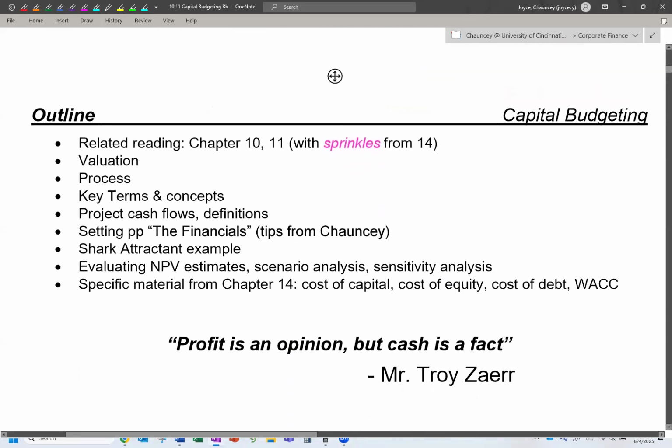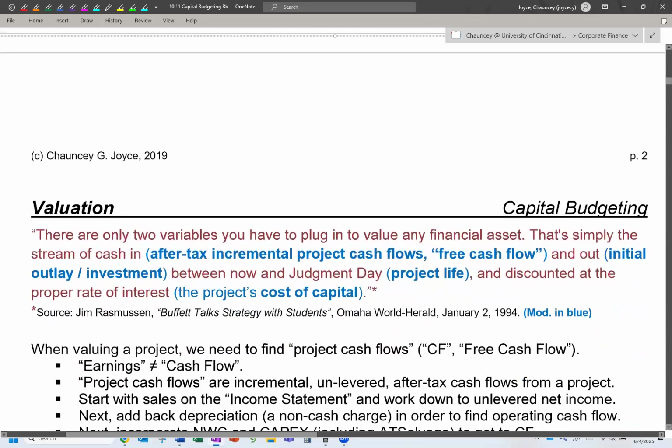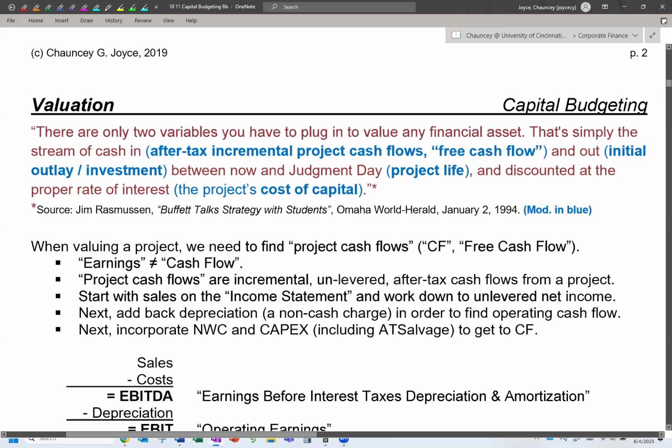So what we're going to cover here in Ross Westerfield Jordan, we're going to cover chapter 10, a little bit of 11, and then some ideas on 14. So we're going to talk about valuation, process, some key terminology, some cash flow definitions, setting up the PowerPoint or the financials, and we're going to do some examples. All right, so here we go.